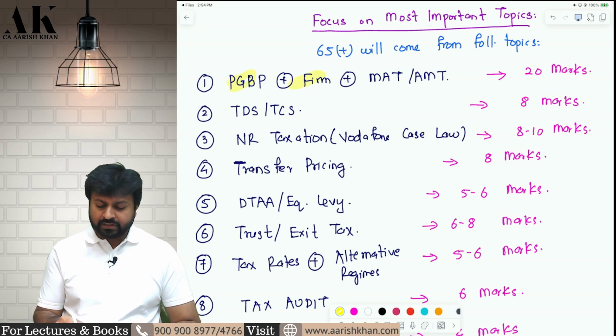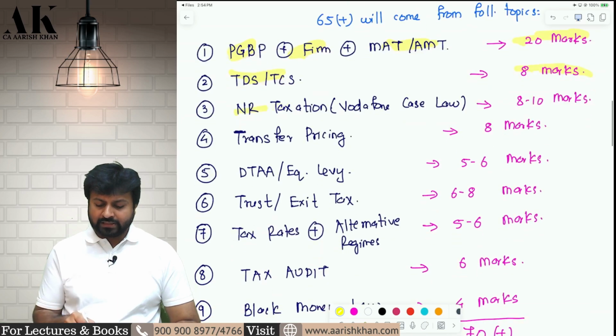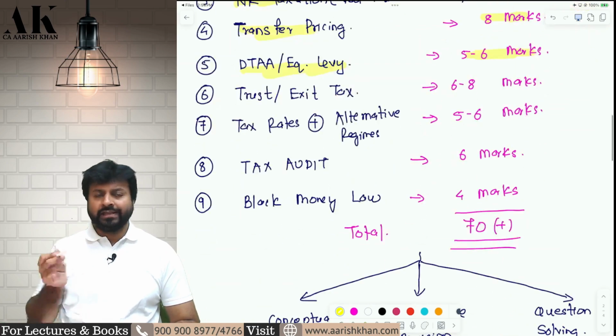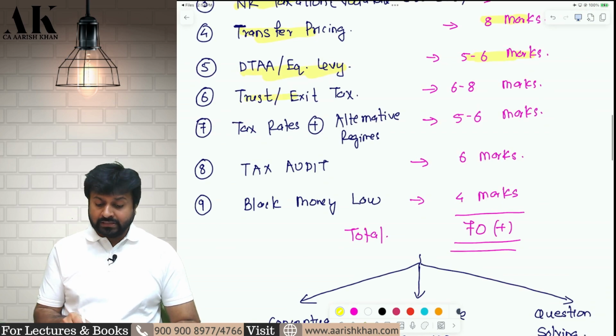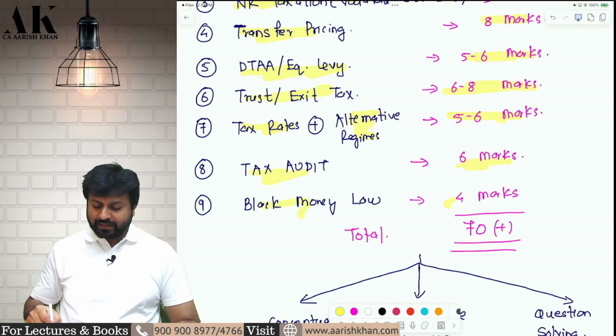First, PGBP, partnership firm, MAT, AMT, around 20 marks. TDS, TCS around 8 marks. NR taxation including the Vodafone case law, which is a part of NR taxation, only 8 to 10 marks. Transfer pricing 8 marks. DTAA, equalization levy 5 to 6 marks. Either of them will come or both can also come. Trust, exit tax 100% will come, 6 to 8 marks. Tax rates, alternative tax regime 5 to 6 marks. Tax audit 6 marks. Black money law 7 marks.